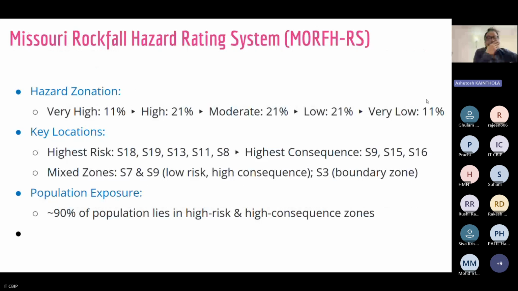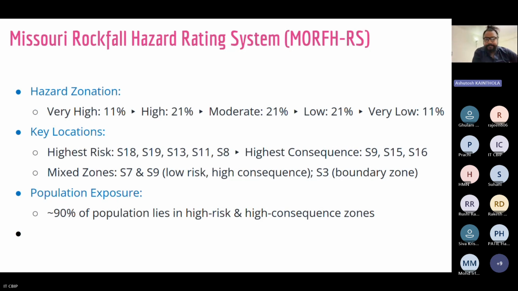So we did the hazard zonation, and we found that 11% of our 23-kilometer stretch was very high risk. I'm not using the word hazard, I'm using the word risk. It was high risk, as in even a small rockfall event in that region could lead to disastrous consequences. And 21% was high risk. This has been collated with all the geological, geotechnical data and the population data.